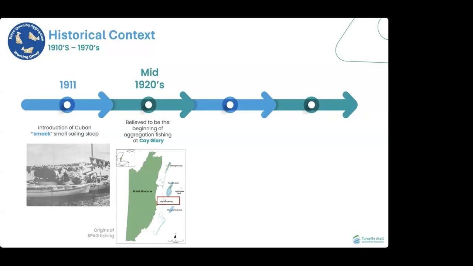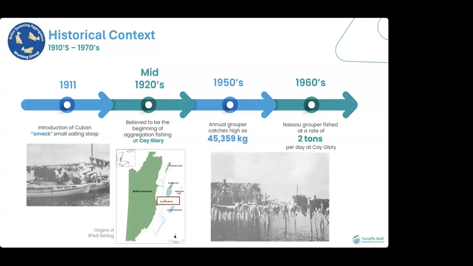Catches of Nassau grouper remained high throughout the 1950s, with annual catches of over 45 kilograms, and by the 60s it is documented that Nassau groupers were fished at a rate of 2 tons per day. It was the most caught fish in British Honduras, which was the name of Belize pre-independence.